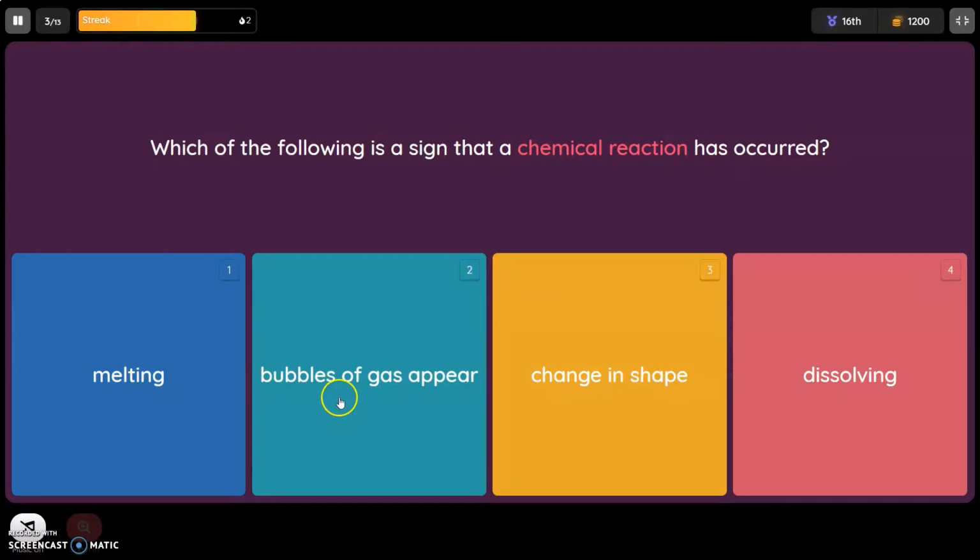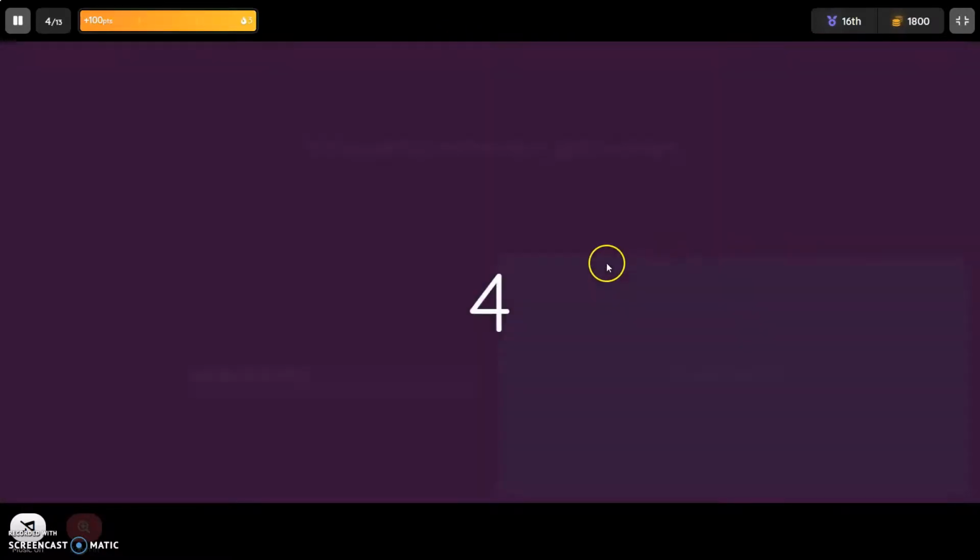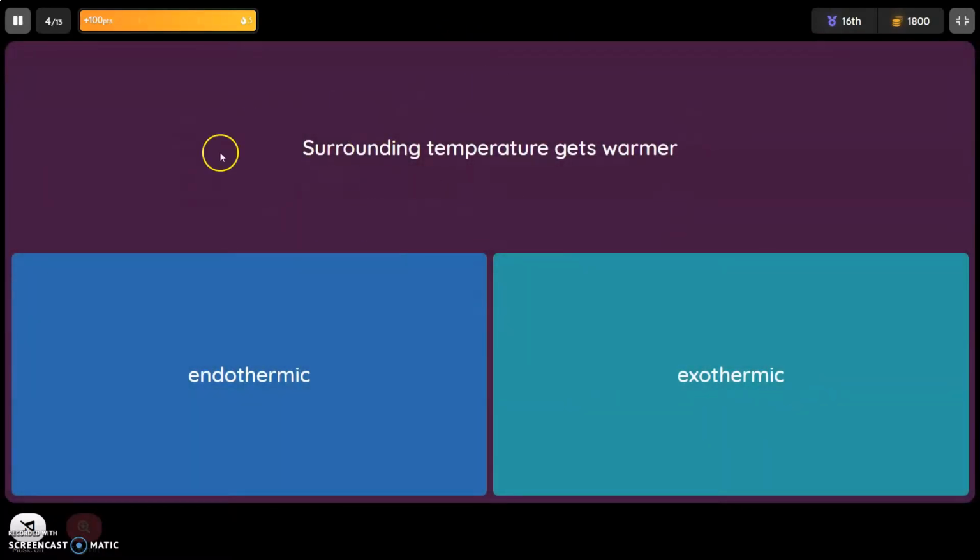Which of the following is a sign that a chemical reaction has occurred? Melting, bubbles of gas appearing, change in shape, dissolving. Bubbles of gas, yes. In that mind map, this can also be a point: bubbles of gas appear. This is also a point we should indicate. So in your mind map, please write bubbles of gas appear.